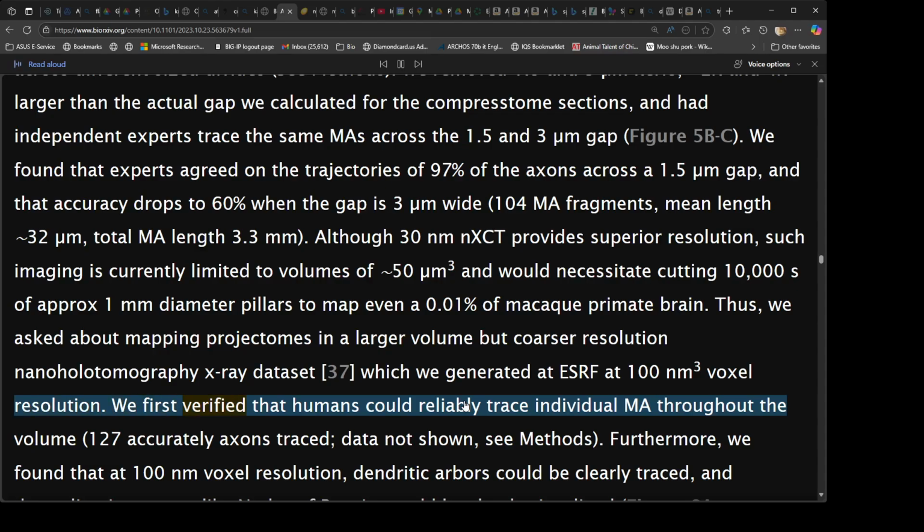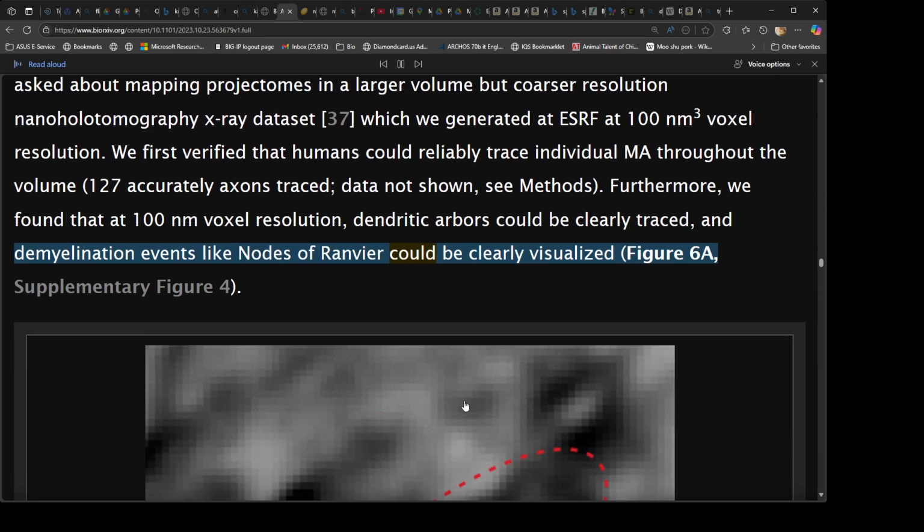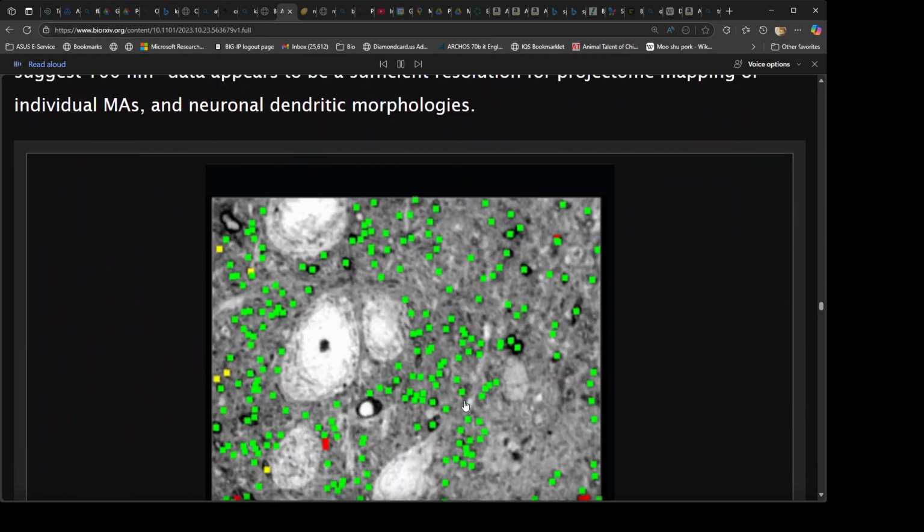We first verified that humans could reliably trace individual MAs throughout the volume, 127 accurately traced axons, data not shown. Furthermore, we found that at 100 nanometer voxel resolution, dendritic arbors could be clearly traced, and demyelination events like nodes of Ranvier could be clearly visualized, Figure 6a, Supplementary Figure 4.